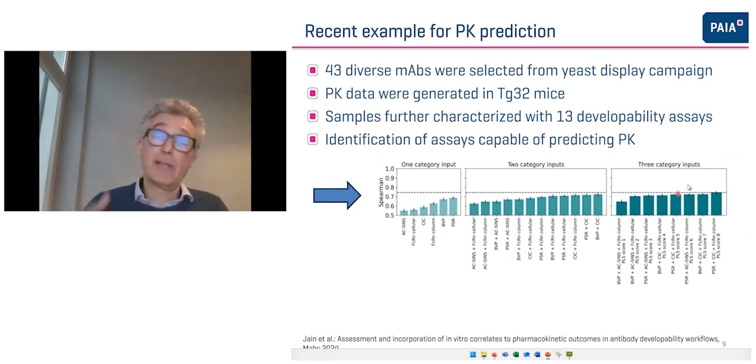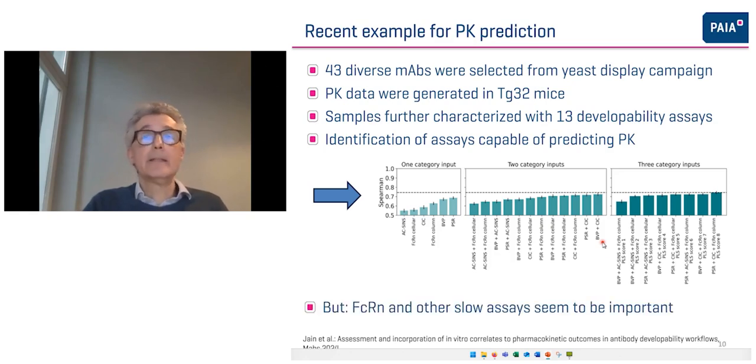This is apparently kind of the goal. And the more assays you use, the closer you get to this quality of prediction. So that's kind of what you could expect, and it's nice to see that this is possible. But on the downside, you see that a lot of combinations of assays include an FcRn assay or other slow and complex assays like CIC, AC-SINS, BVP, etc. So it would be nice to get to this kind of PK prediction with more high-throughput and easier assays.